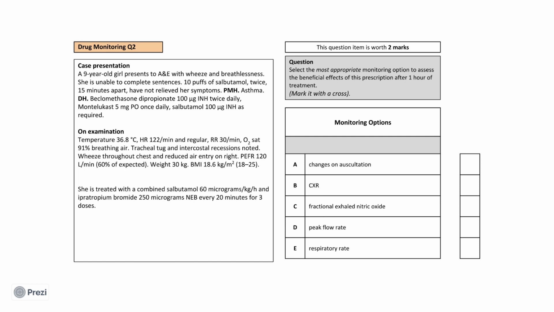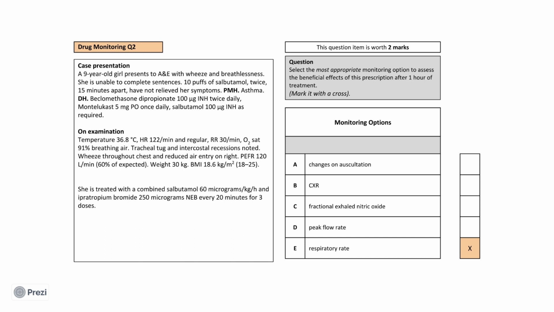We know that she cannot complete sentences and she has marked accessory muscle use with chest wall recessions. However, she is not cyanosed, her peak expiratory flow is not less than 33%, and she does not have a silent chest. Thus, this girl is having a severe asthma exacerbation. So, if we look at the answers, we can see that the correct answer is the final option, respiratory rate.